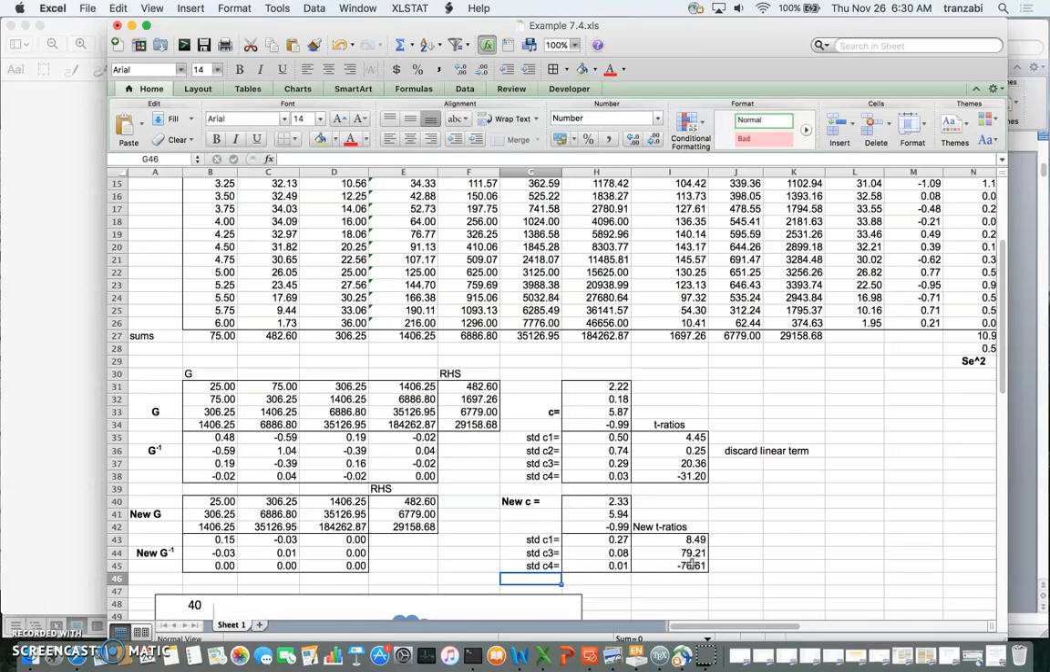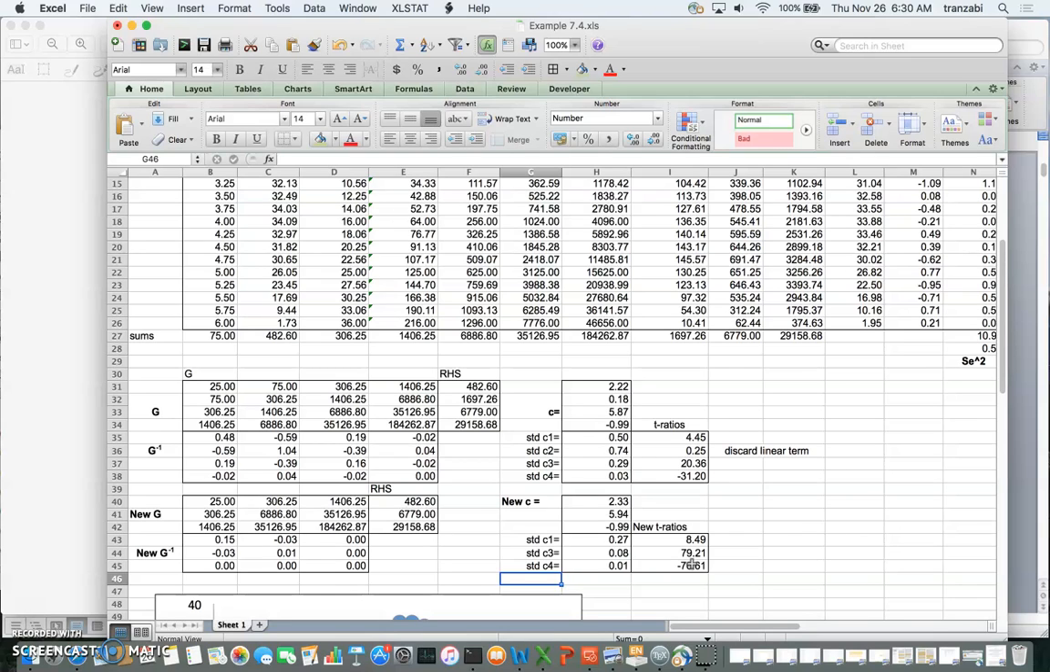Okay, so this strategy shows how we can go about dropping or keeping each term in the regression model. We start with the smallest first and look at the t-ratio. If it's less than 2, we drop it.